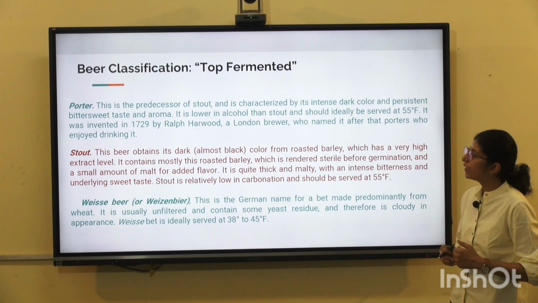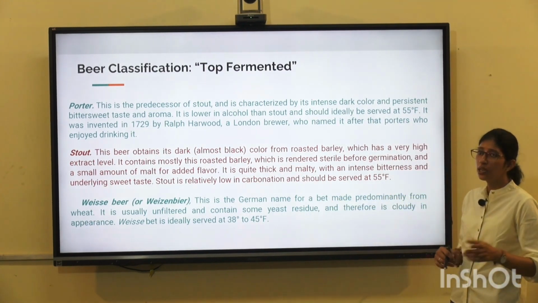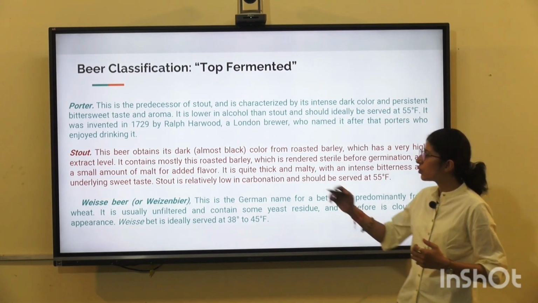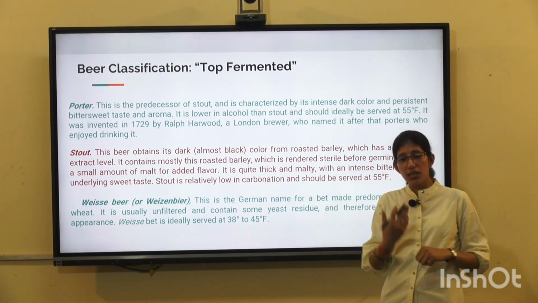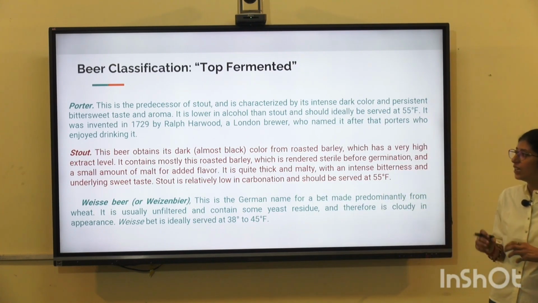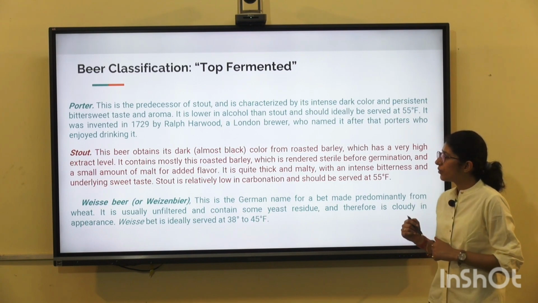Stout contains a dark, almost black color that is obtained from roasted barley, which is very high in extract level. The barley is roasted before the germination and enzymatic activity, and a small amount of malt is further added for flavor acceptance, giving an intense bitterness with an underlying sweet taste. It is again served at 55 degrees Fahrenheit.